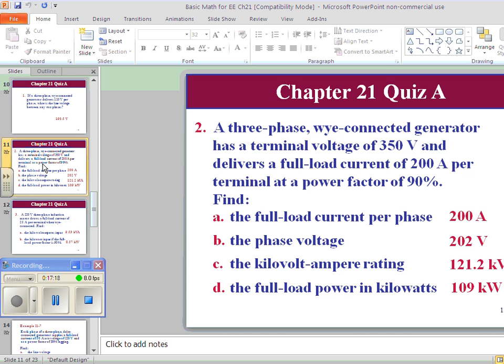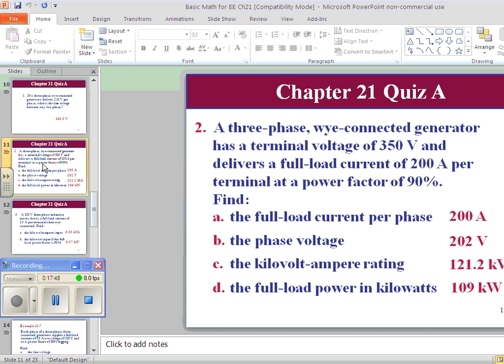Are they calling 200 amps per terminal? No, that's phase current, right? Yep. Phase and line. Oh, it's Y, so they're the same. Very good. Okay, the phase voltage, if we have 350 volts line voltage, then 350 divided by the square root of 3 would be about 202. So our phase voltage is 202.